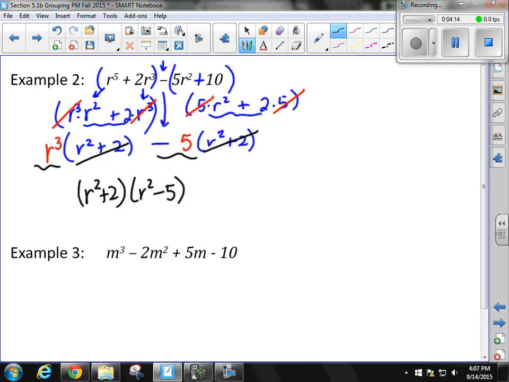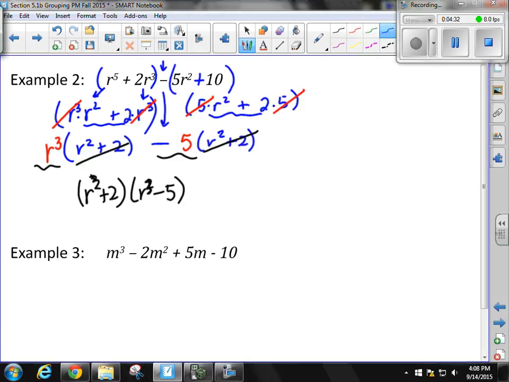Again, I did not write that down. That should have been, r cubed plus 5. So r squared plus 2 times r cubed minus 5. And you can multiply those back out to make sure you have the original problem.